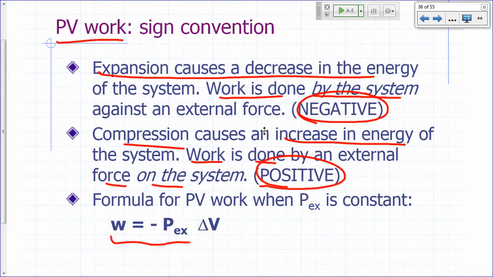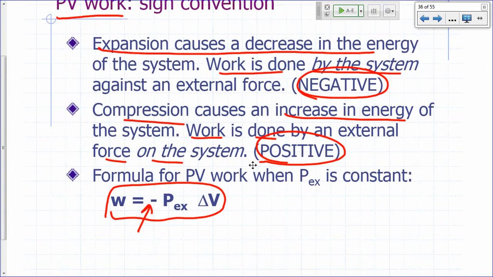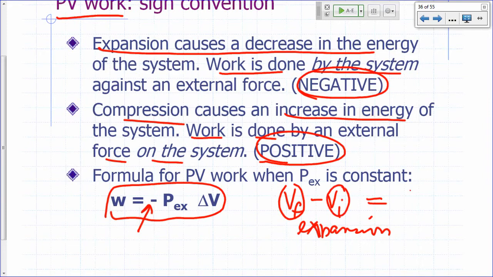So to make the algebraic sign of the value for work that we calculate consistent with that notion, our formula for work is written this way. Work is negative, there's a negative sign in front, times P external times the change in volume. Let's see if that's consistent. What happens if a system expands? V final minus V initial would be positive or negative if it expands? Final volume is higher than the initial volume, so this number is bigger than the number you're subtracting. So that's positive. If your delta V is positive, and pressure is always a positive number, then a negative times a positive times a positive will give you a negative value for work.